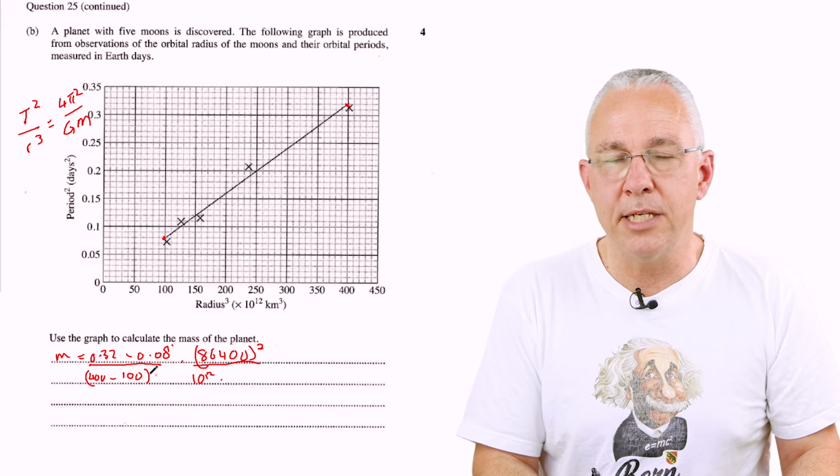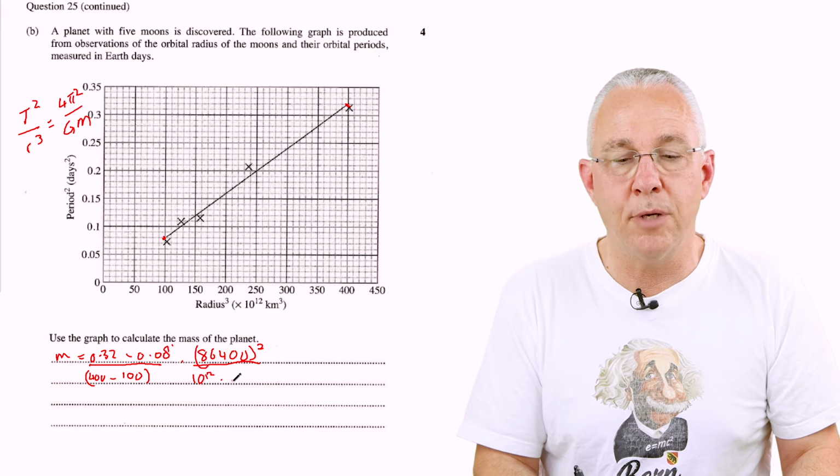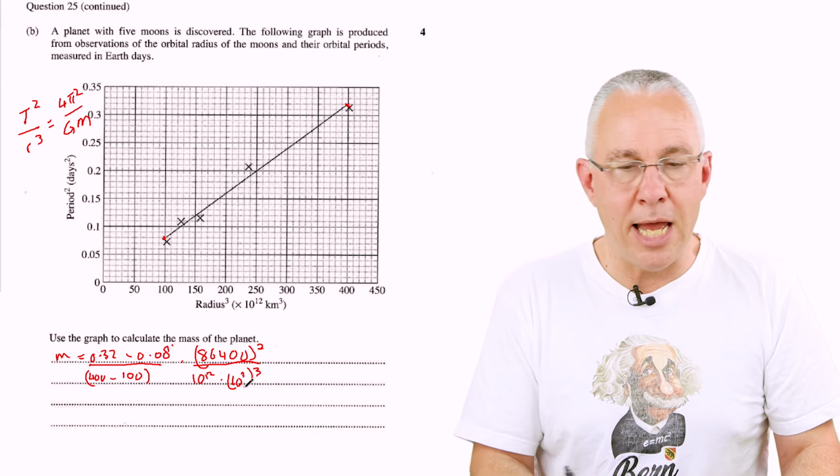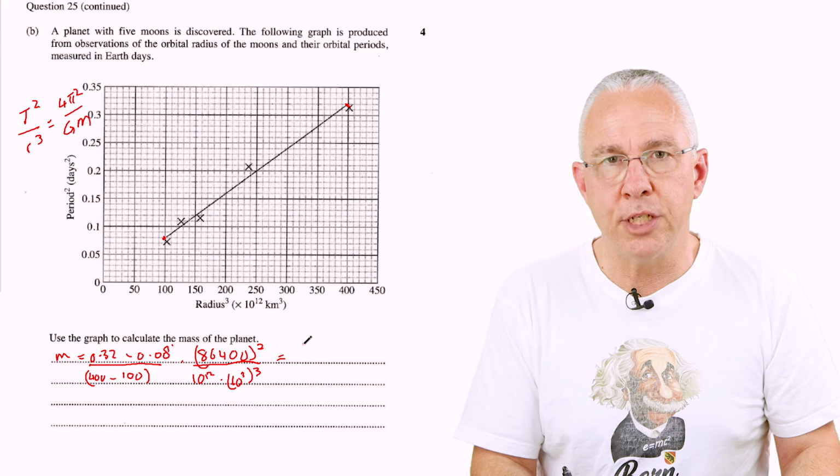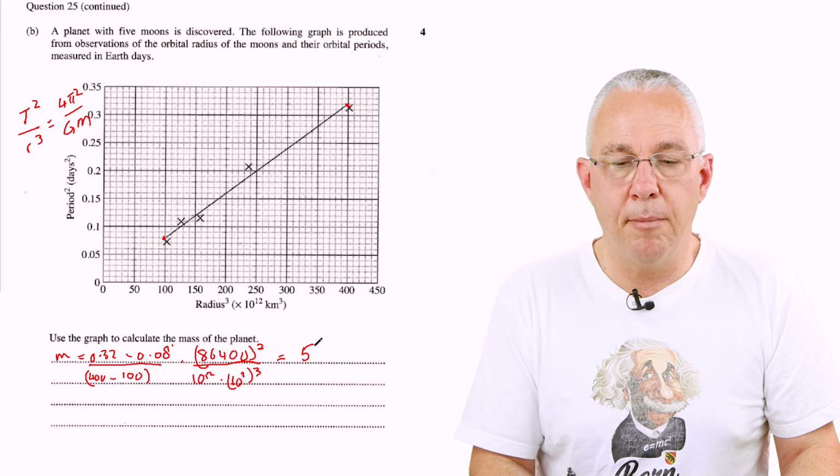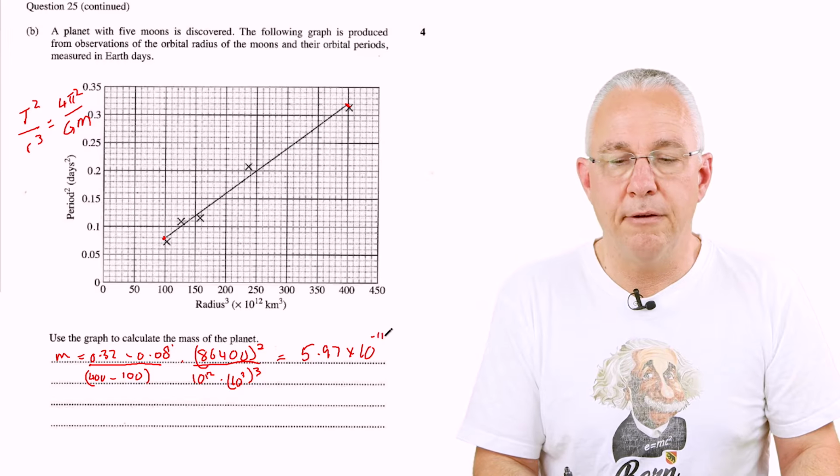But I also have this in kilometers. So I have to multiply this by 1,000. So it's 10 to the power of 3. But of course it's cubed. So this has to be cubed again. And so now I get a calculation for the slope and it equals 5.97 by 10 to the power of negative 15.